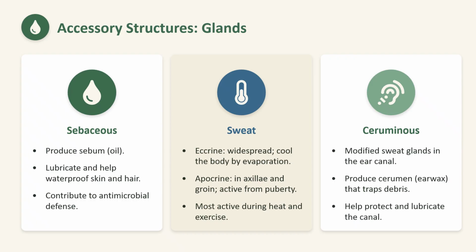Apocrine glands are located mainly in the armpits and groin. They become active at puberty, and their secretion, once broken down by skin bacteria, is what produces body odor. The third type, ceruminous glands, are actually modified sweat glands found in the ear canal. They produce cerumen, also known as earwax, which traps dust and debris and protects and lubricates the canal.